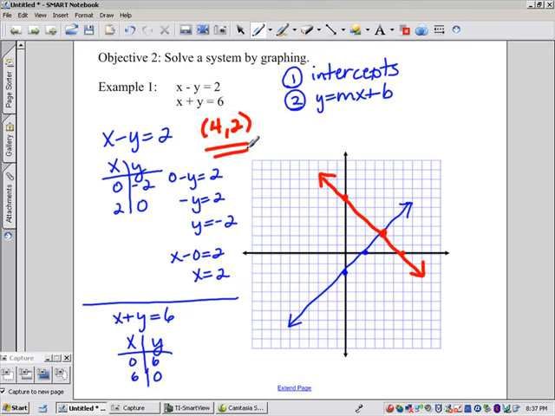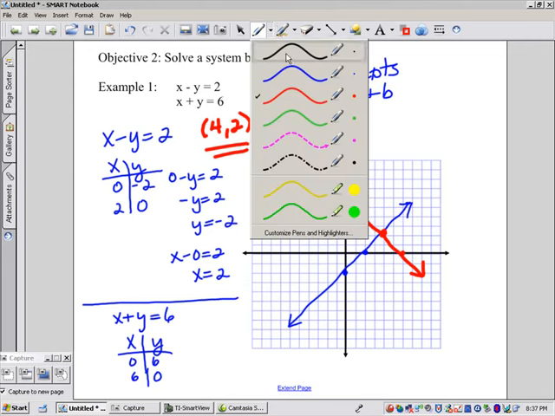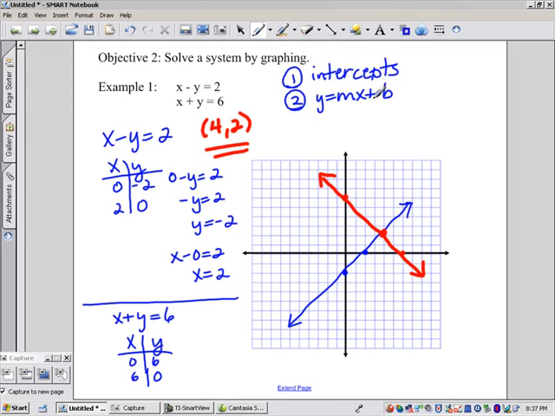Now notice how these two lines relate to each other. Whenever they cross one another, they're never going to cross a point again on either of the lines because of the nature of the way lines do. So if there is a unique solution, there's only going to be one unique solution, and that is that one ordered pair.